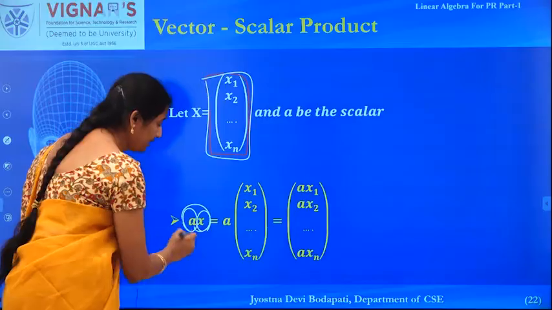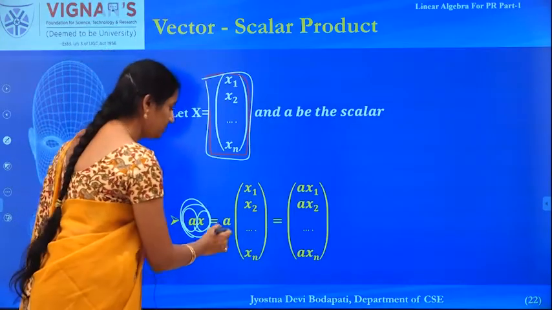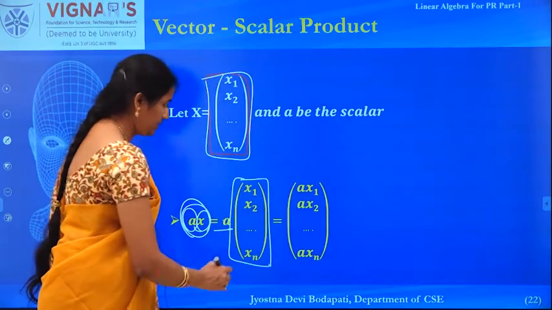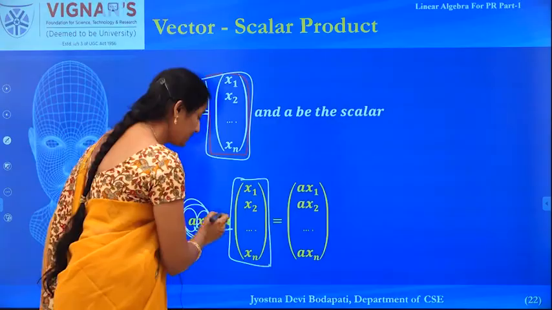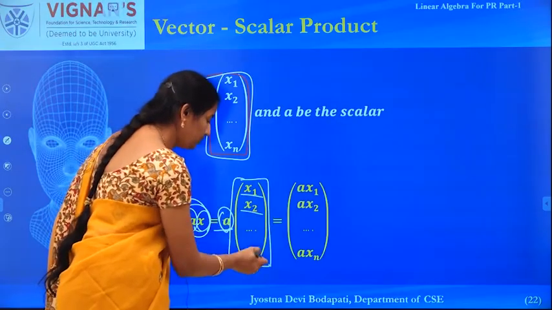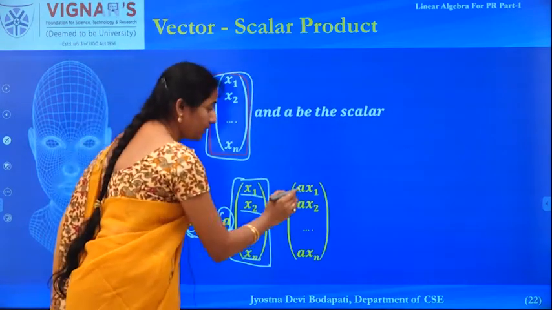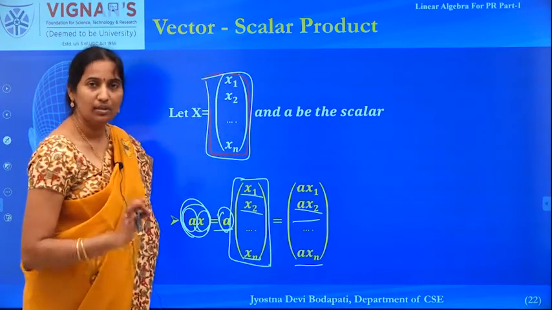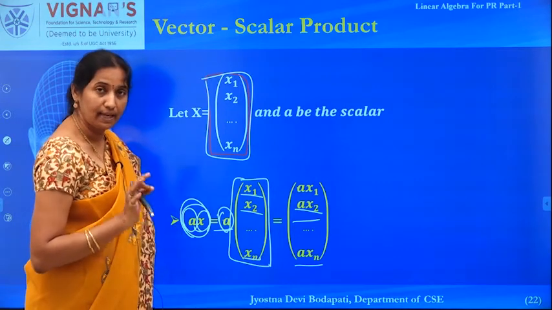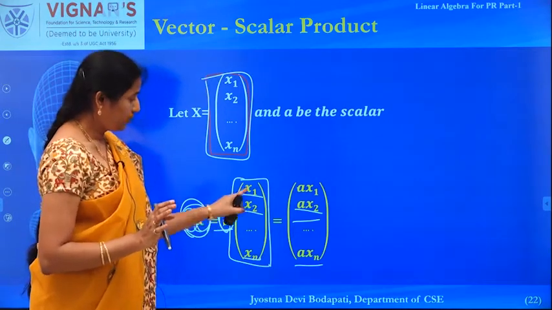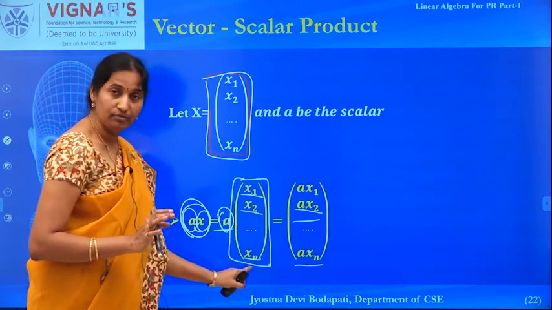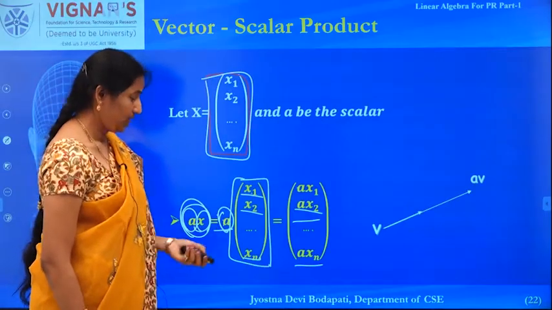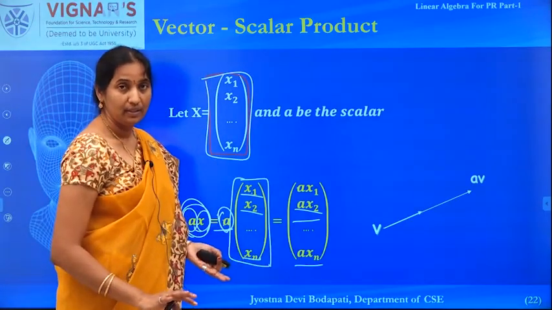So, we represent this as a scalar product Ax, and we can represent it like this, A into the vector. How do you get the result? You just multiply this scalar with every element of this vector. So, A into x1, A into x2, A into x3, and so on and so forth, A into xn. So, simply you are applying the scalar multiplication of A with every individual element of the vector, and that results in the scalar product. And now let us consider what happens when you apply the scalar product.